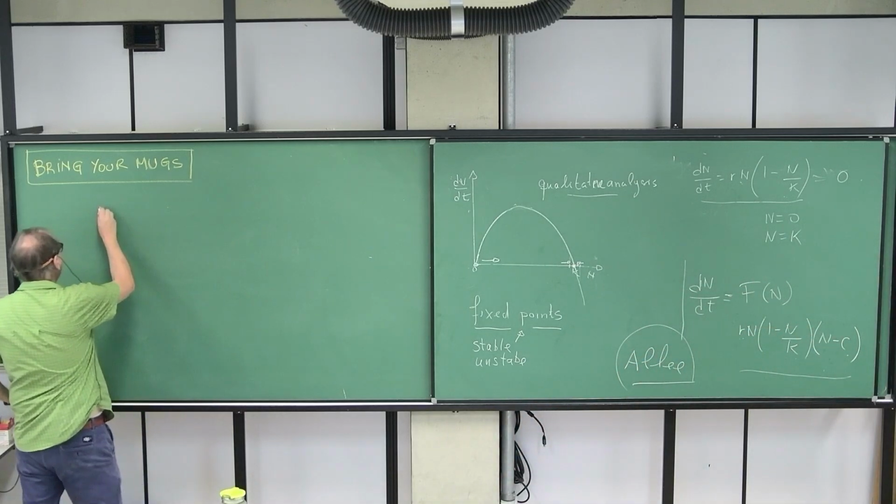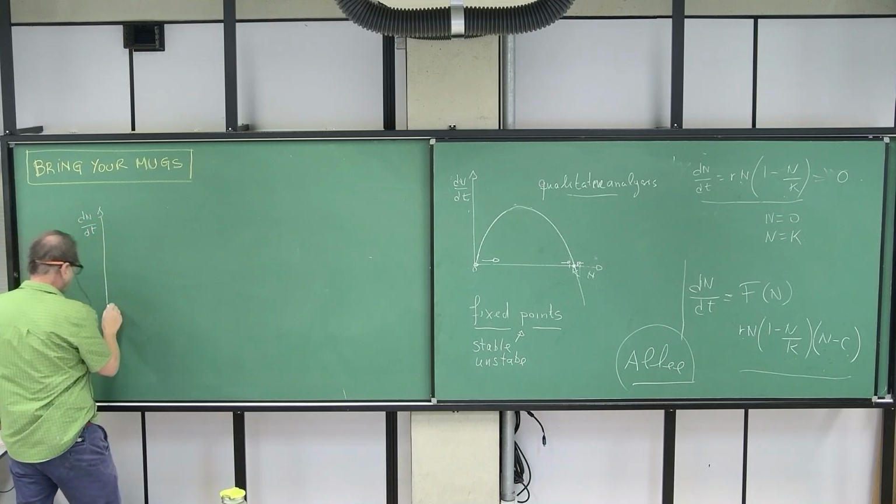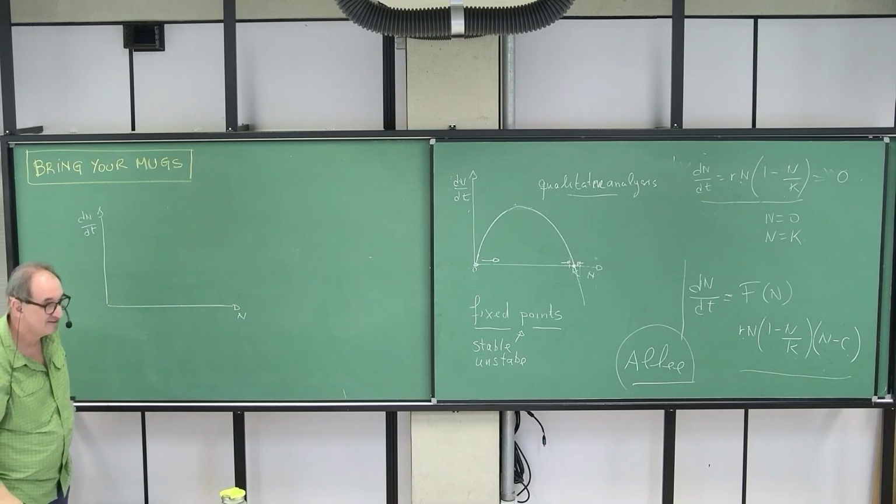I can make a plot of dn dt, and I won't even care to write down the expression of dn dt. I would just get the plot.